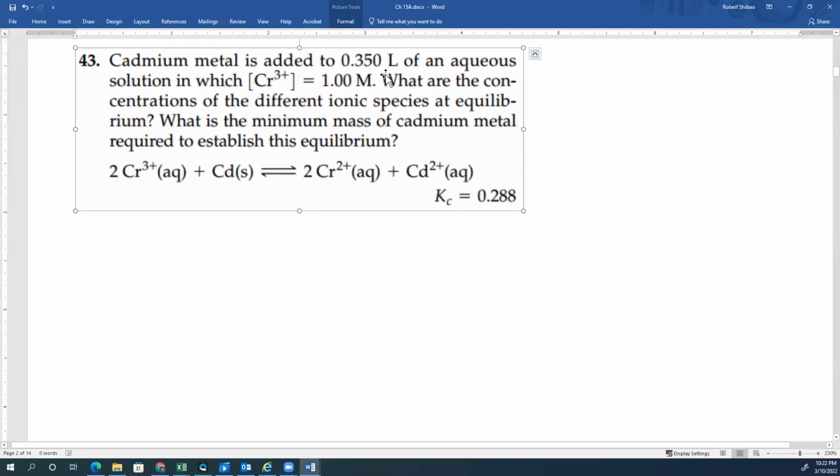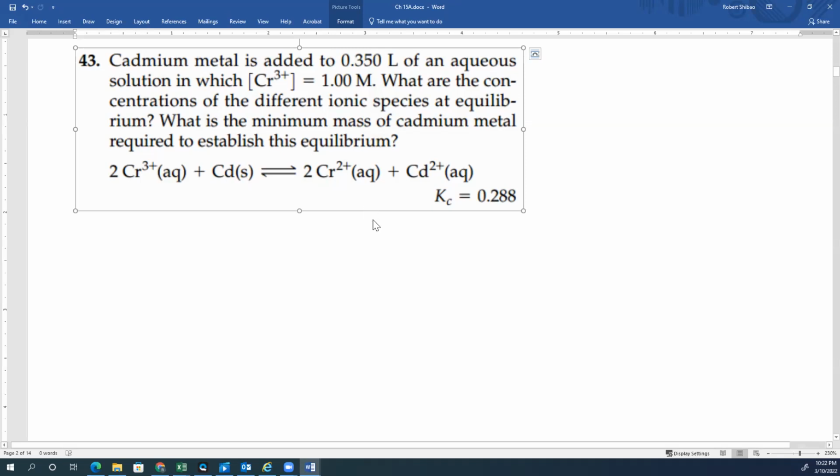Cadmium metal is added to 0.350 liters of an aqueous solution in which chromium 3 plus is 1.00 molar. And so cadmium metal, it's solid. Whenever they say silver metal, cadmium metal, copper metal, that's always solid and there's no charge. It's not an ion, it's just a metal. What are the concentrations of the different ionic species at equilibrium? What is the minimum mass of cadmium metal required to establish this equilibrium?